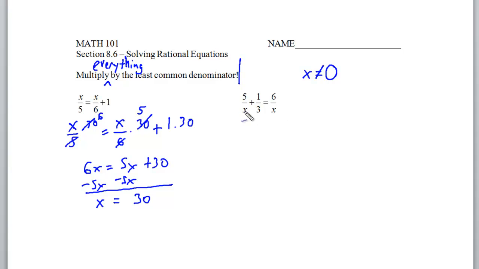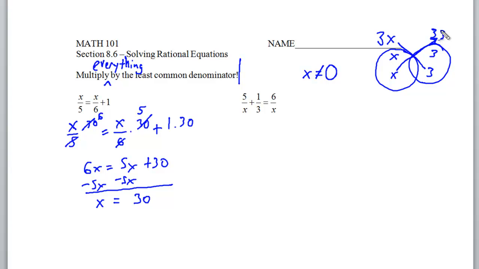Now, what's the common denominator of x, 3, and x? Well, this one has an x, this one has a 3, this one has an x. So really we have x's and 3's. They have nothing in common with each other. So we have x here and 3 here. That means I need to multiply the x by the 3, or I need to multiply the 3 by the x, and that means my common denominator is going to be 3x. So 3x is my common denominator, so I'm going to multiply everything by 3x.